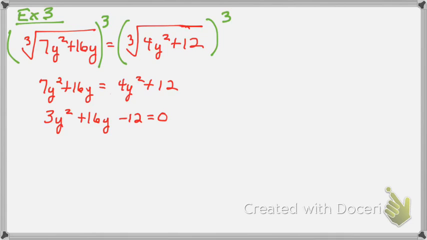Or you could pull 3 out. Nope, 16 is not divisible by 3. So you'd box it, would you? Okay, how about a box? Now if the box doesn't work, you're going to have to use the quadratic formula. How can you check real quick?